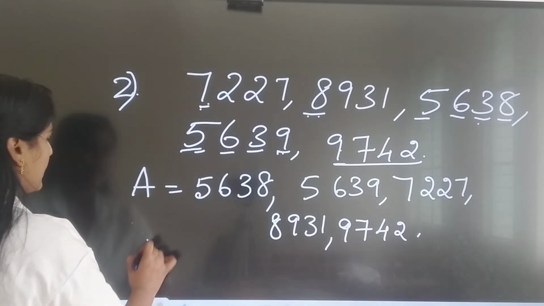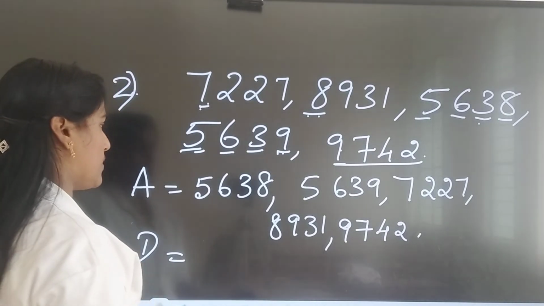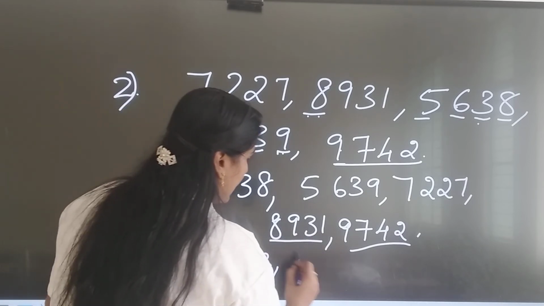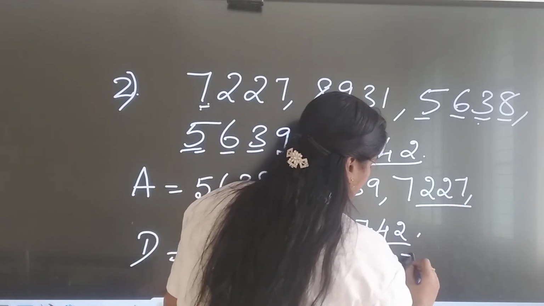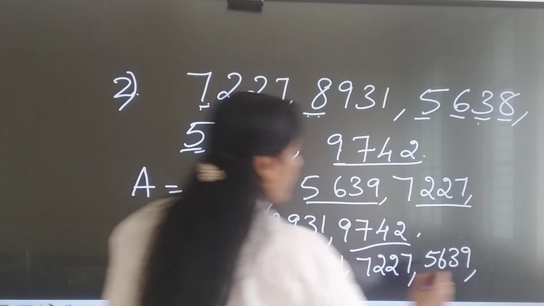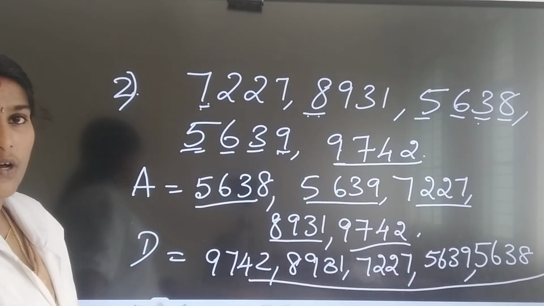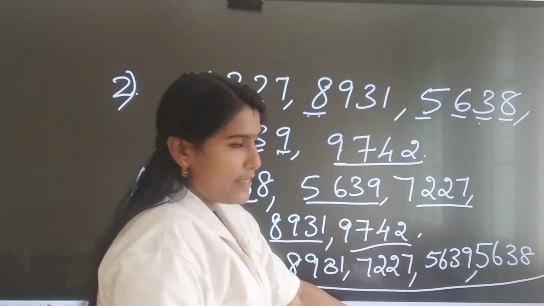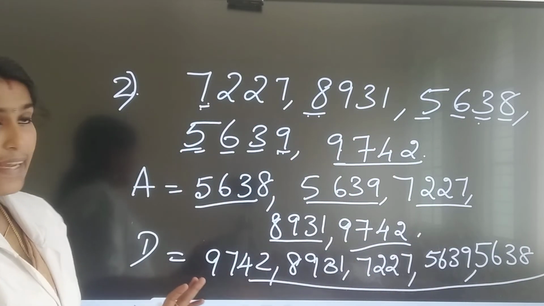And the next one is descending order. Descending order means greatest to the smallest. The greatest number, we know, is 9,742. Then the next greatest is 8,931. And the next greatest is 7,227. And the next one is 5,639. And the next one is 5,638. This is the descending order of arrangement, greatest to the smallest. Understand? Okay. That is how to arrange the numbers in ascending and descending order.